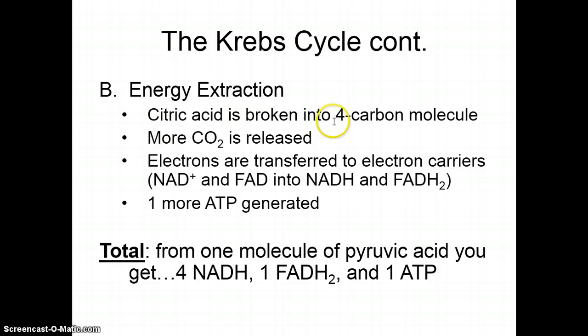Citric acid is broken down into a 4-carbon molecule, and more carbon dioxide is released. The electrons are transferred to the electron carriers. These are the oven mitts, NAD and FAD. Those are the oven mitts. And 1 more ATP is generated. So from that 1 molecule of pyruvic acid, you're going to get 4 NADH, electron carrier, 1 FADH2, an electron carrier, and 1 ATP.